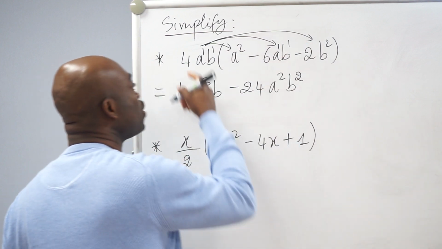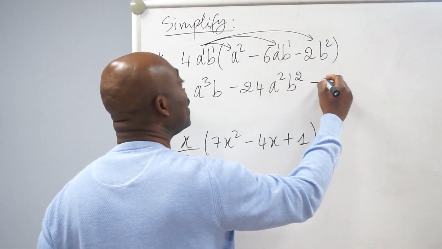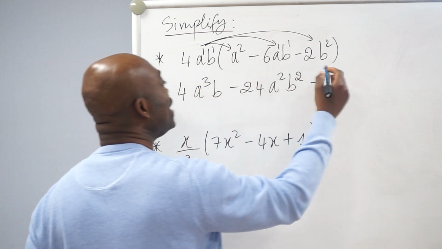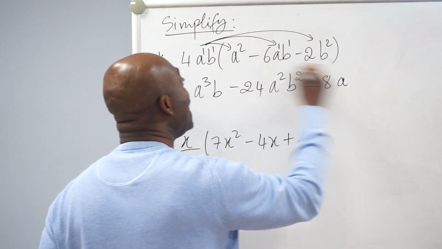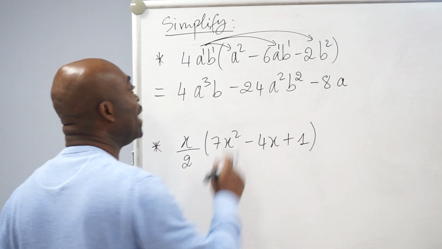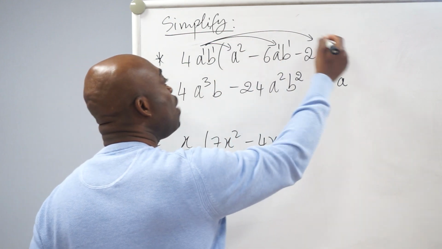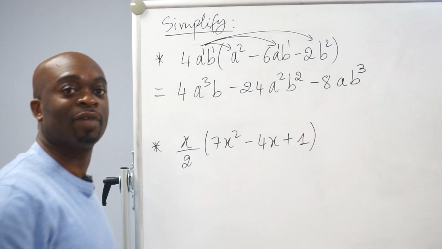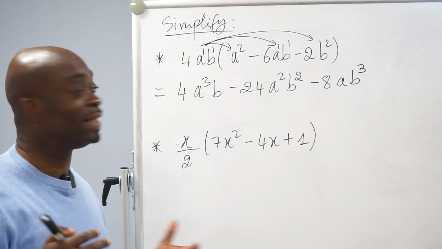Last but not least, 4 times negative 2 is going to give you what? It's going to give you negative 8. And then for negative 8, you have a here, because a is not multiplying anybody, so you keep it like that. And for b, b power 1 times b power 2 is b power 3, because when you multiply, you add the powers.